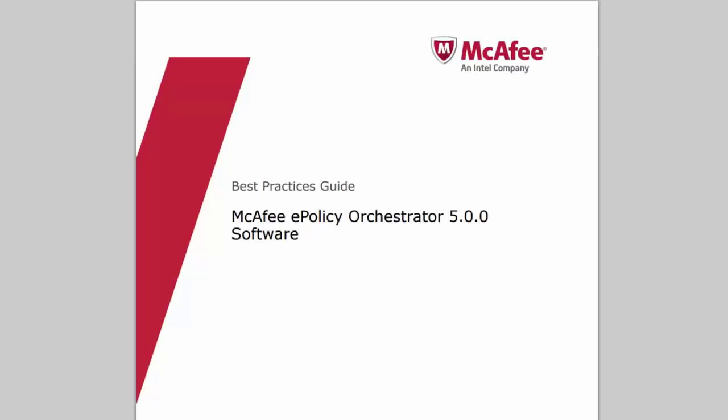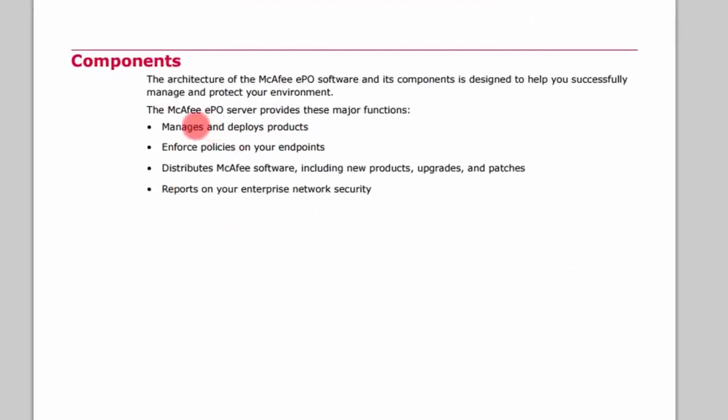You'd go out of your mind if you tried to do it by hand. So if we look at the components, it says it has these major functions: manages and deploys products, enforces policies on your endpoints, distributes McAfee software, including new products, upgrades, and patches, and reports on your enterprise network security. So essentially that's everything you need to do to make sure that all of your workstations are protected.